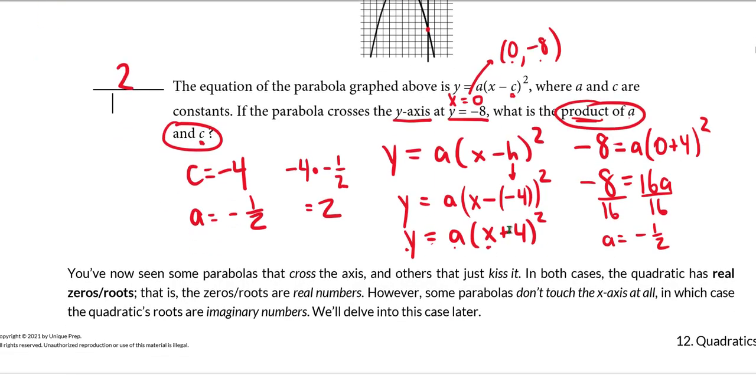We are, again, going to go over some parabolas that do not touch the axis at all. You should know for the time being that if a parabola does not touch the x-axis at all, then that quadratic's roots are imaginary as opposed to real numbers. If the parabola touches the axis, as it has in most of the examples we've already seen, the quadratic's roots or zeros are real. If the parabola does not touch the x-axis at all, then the quadratic has only imaginary roots.